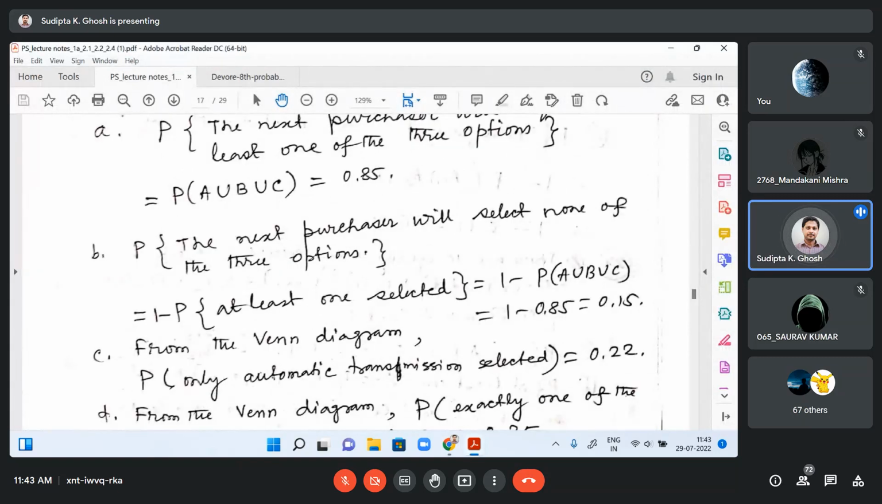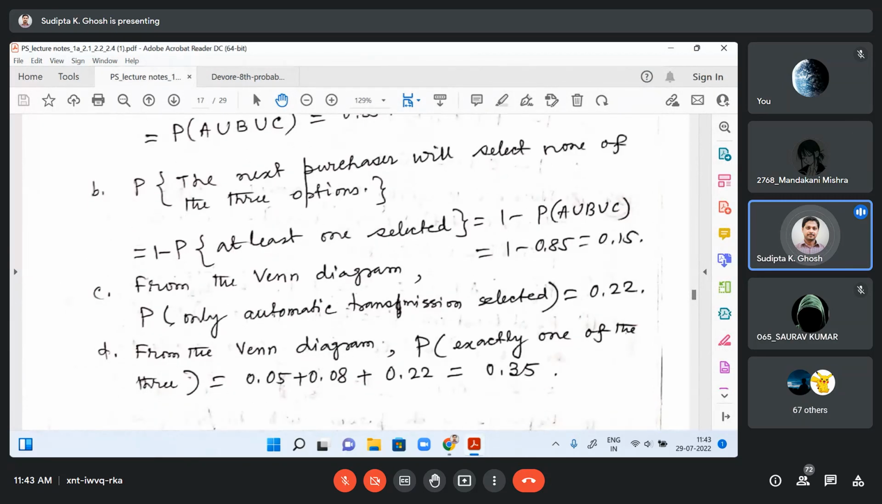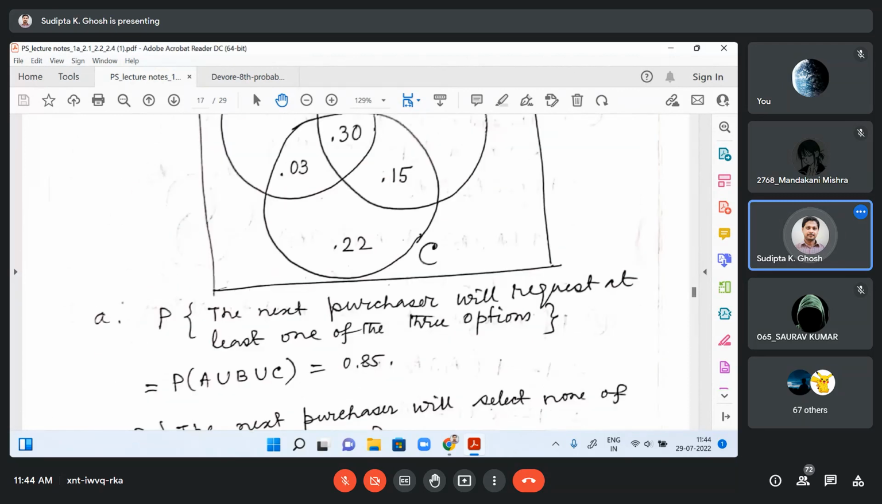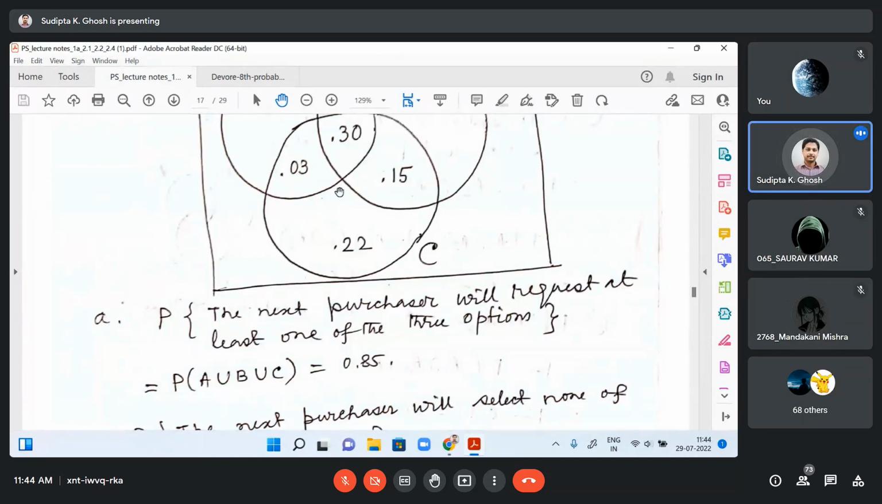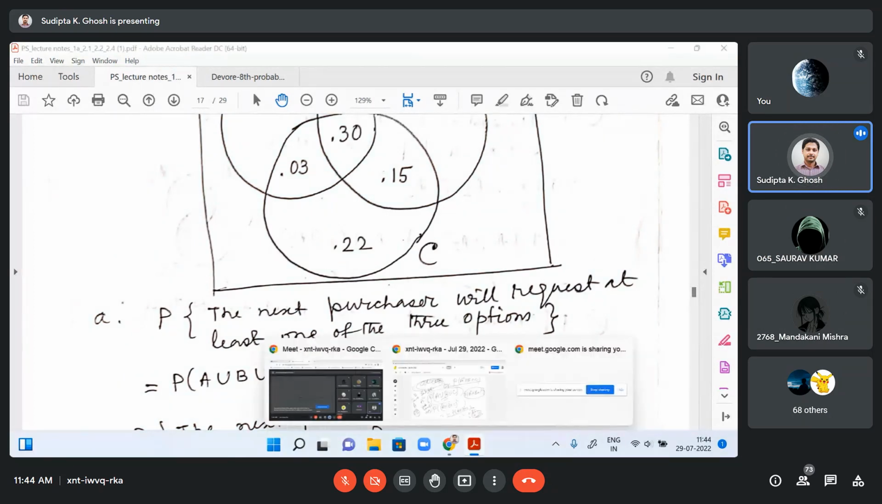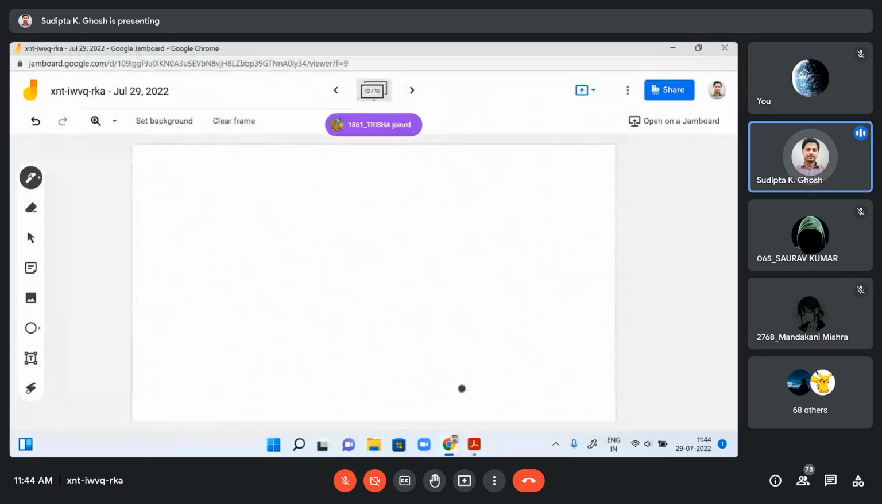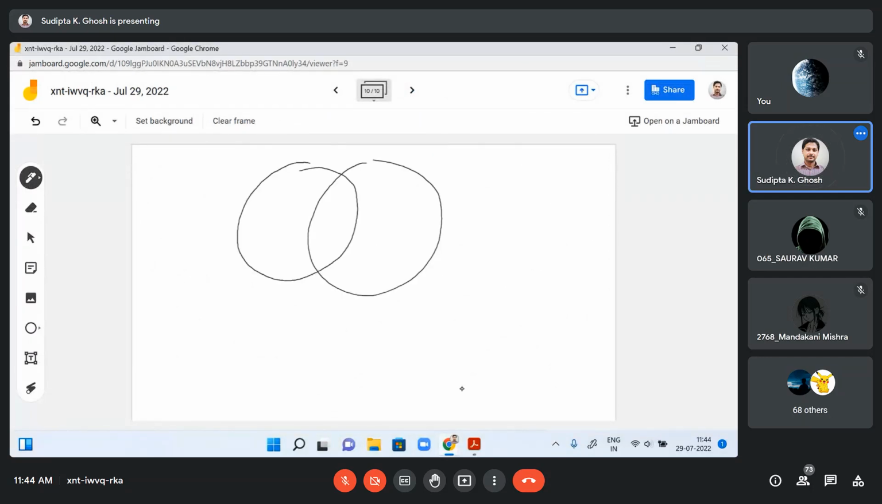That is the next part: will select none of the three options. That is okay, but at least one, only the automatic transmission. So from the Venn diagram, it is simply 0.22, because in the Venn diagram I have done this, only this portion you can observe. Only this. So only this is my A, this is my B, and this is my C.